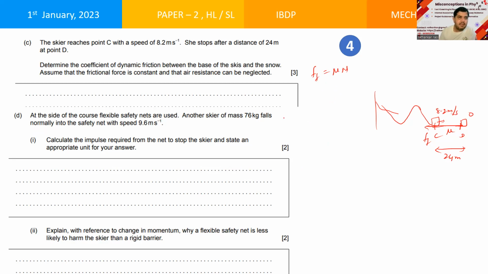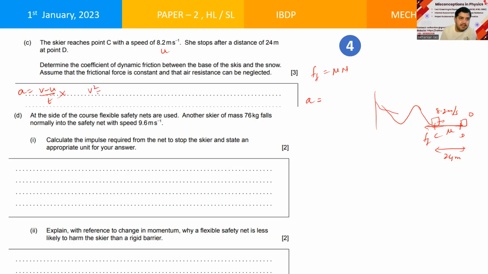Okay. Now he says the skier reaches the point C with 8.2 meters per second. So this is your initial velocity. Your final velocity is equal to 0. So you need to find out the acceleration first. Acceleration a is equal to v minus u divided by t. Can you use this? No, t is not given, so you cannot use this. Okay, this is outdated.